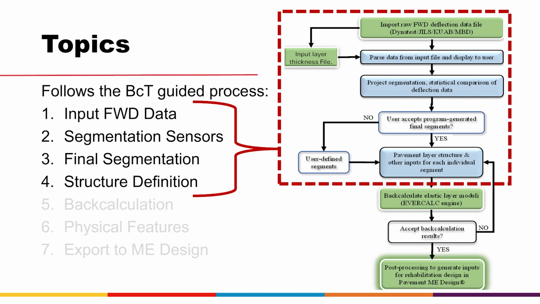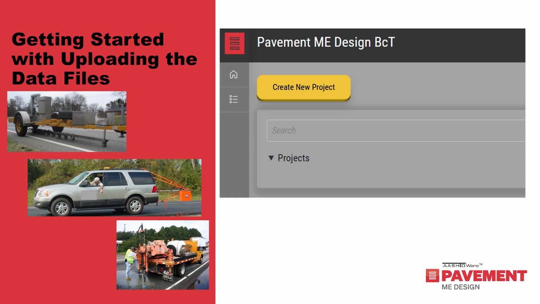As identified in a previous slide, the topics for Session 2 correspond to the first 4 steps of the guided process that we previously explained. After accessing the BcT software, you will need to create a new project with the BcT and upload the FWD deflection files and layer thicknesses, if a layer thickness file has been created.